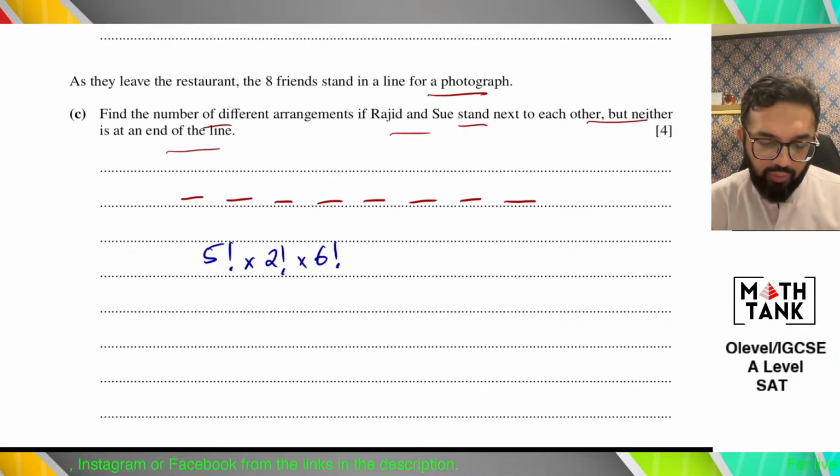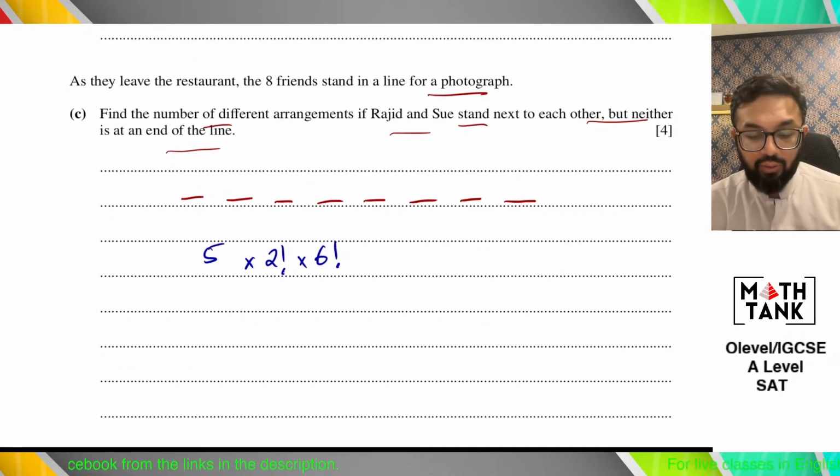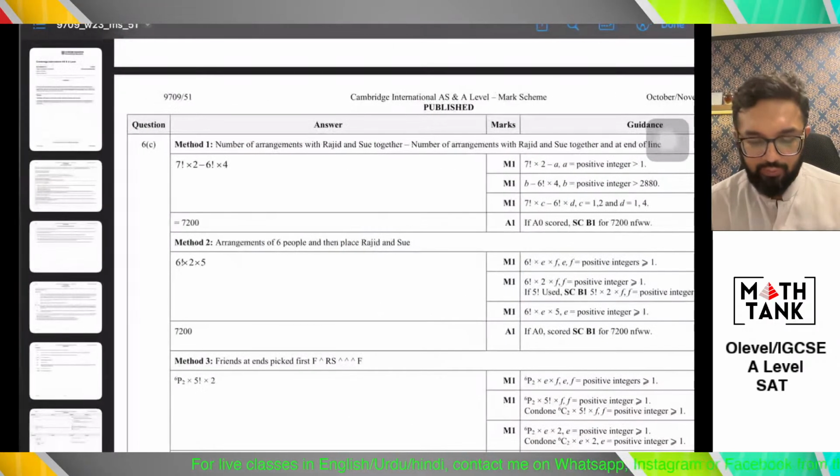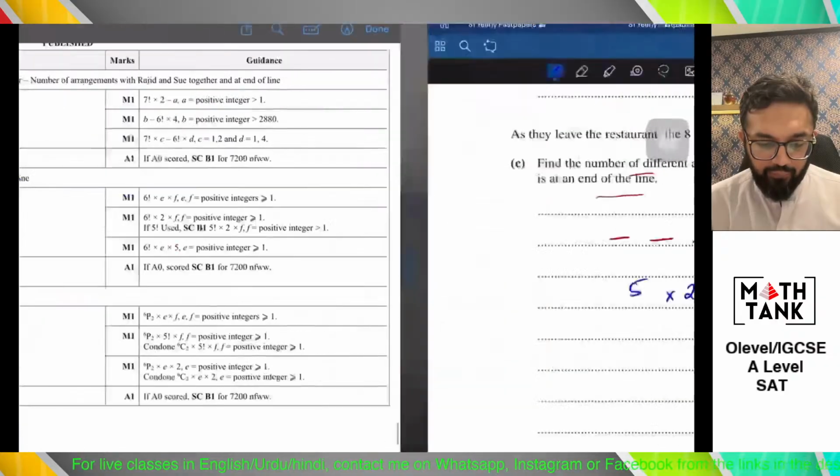I think, okay, sorry. This has to be 5, not 5 factorial. Yep, that is the right way of thinking about this, not 5 factorial. This is just 5 different positions, so 5. Okay, 7200.